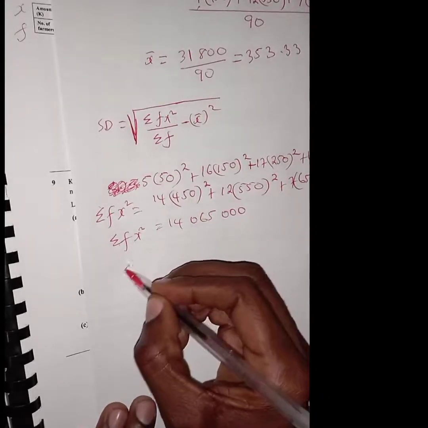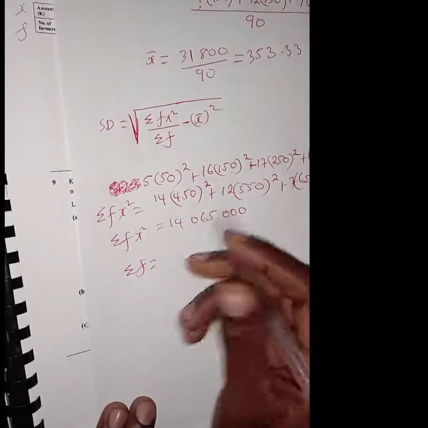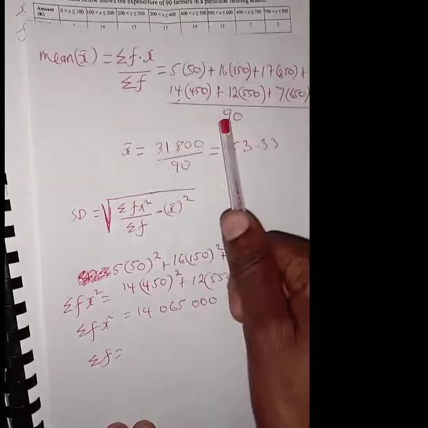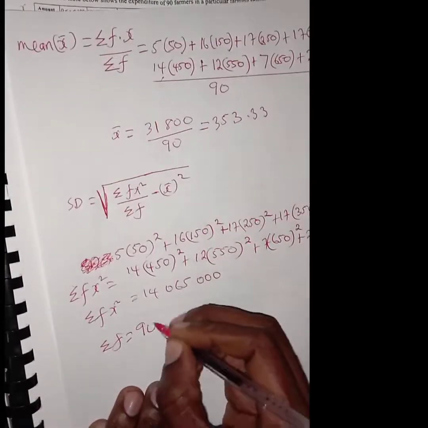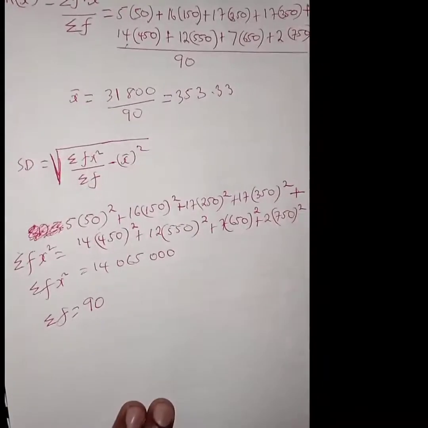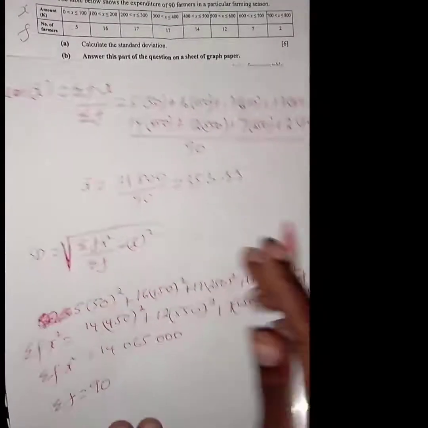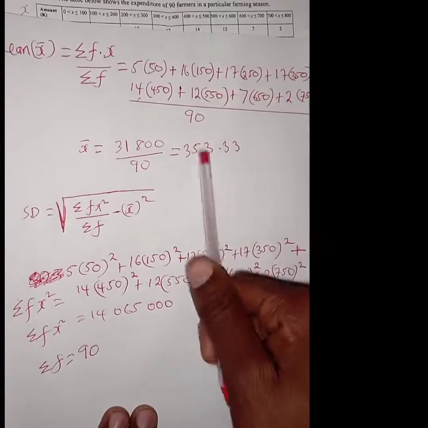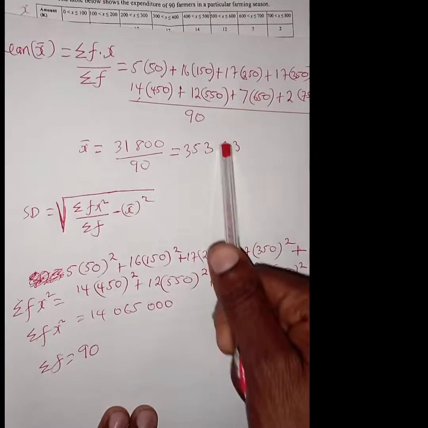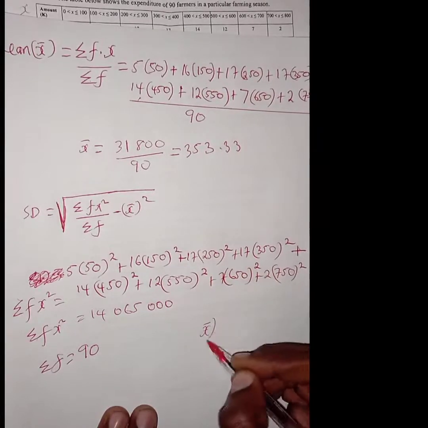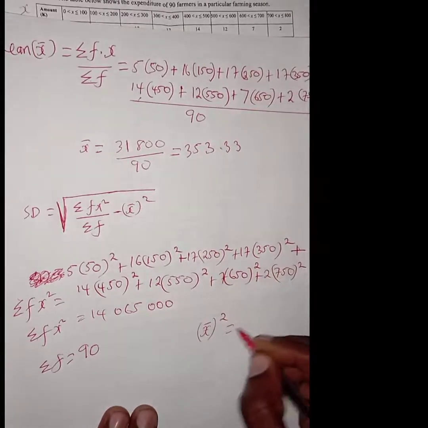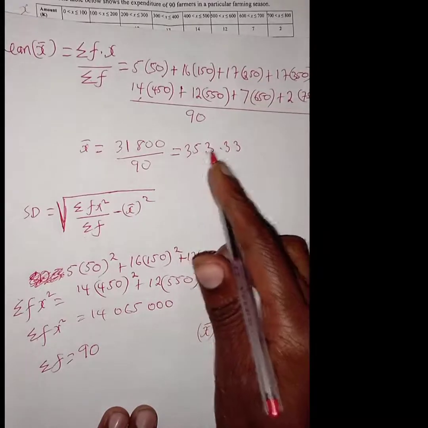Ask yourself, do you know the summation of f? Summation of f, yes, is 90. When you add these, it's 90, and it was mentioned. Ask yourself another question. Do you know the x bar? The mean squared. The x bar squared. This mean. So the x bar squared will be, meaning you square this.